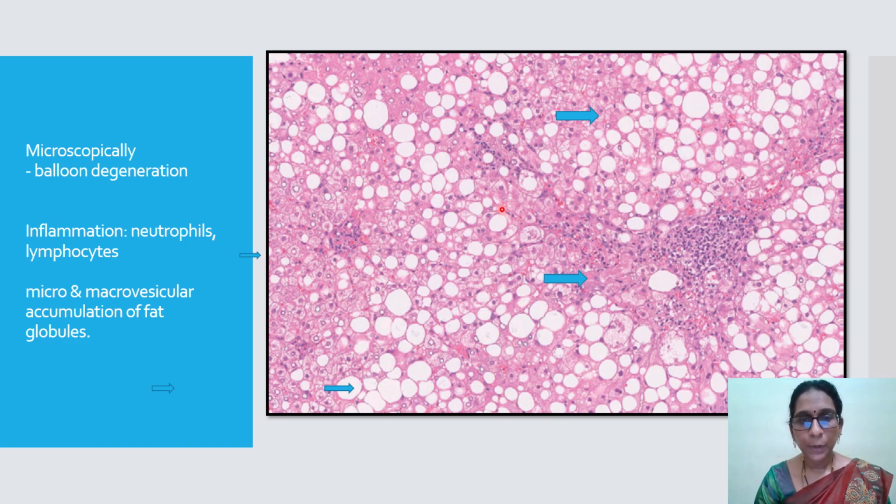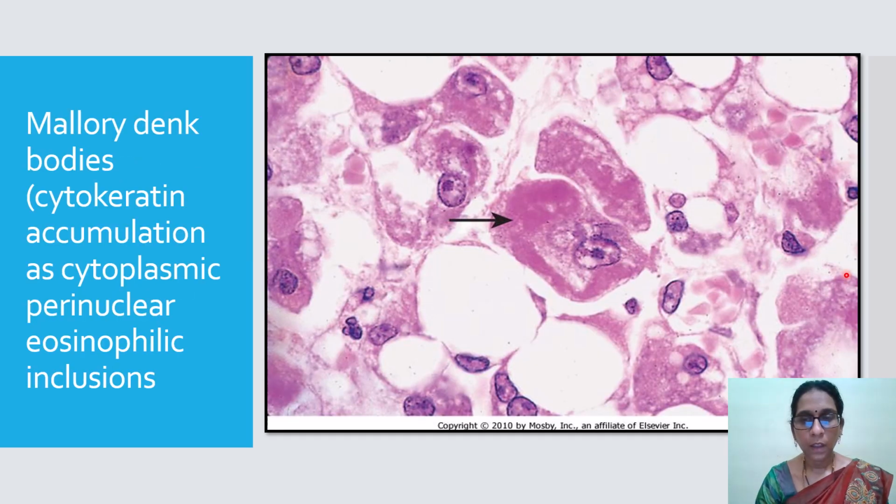So you would be able to appreciate the ballooning degeneration of the cells, inflammatory infiltrates of neutrophils and lymphocytes, in the background of macro and micro vesicles of fat globules within the cytoplasm of the hepatocytes. Mallory-Denk bodies are nothing but cytokeratin accumulation as cytoplasmic perinuclear eosinophilic inclusions.